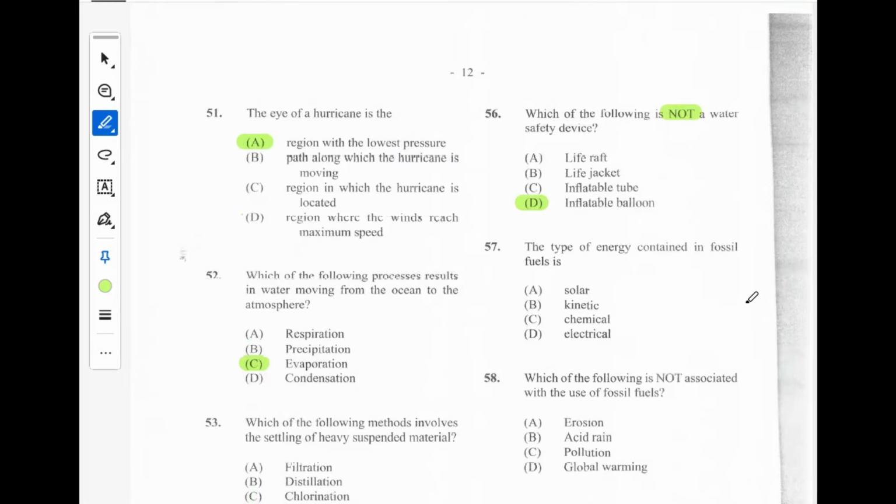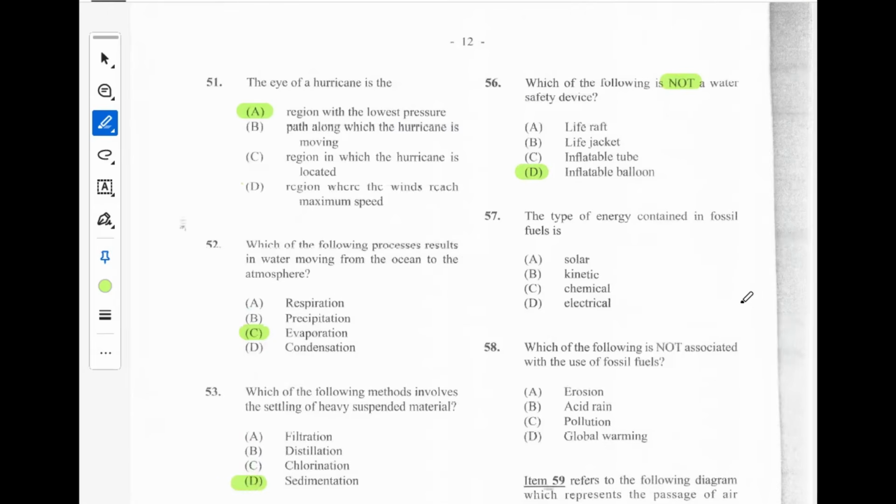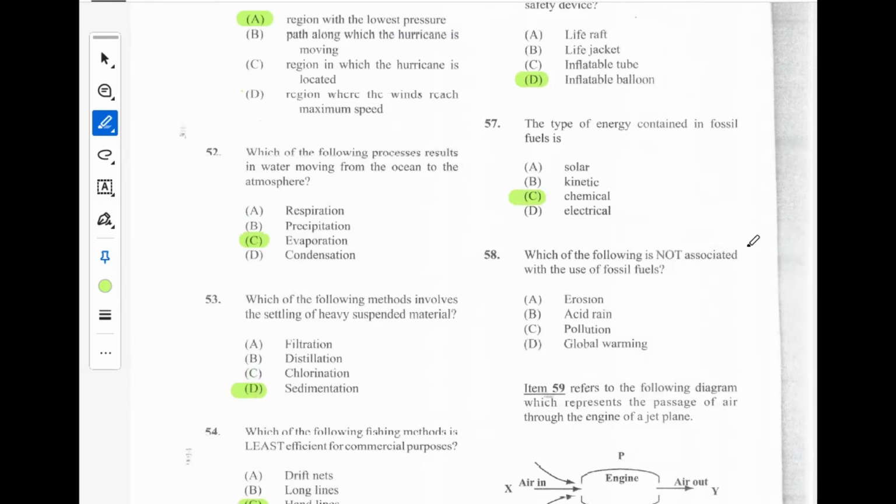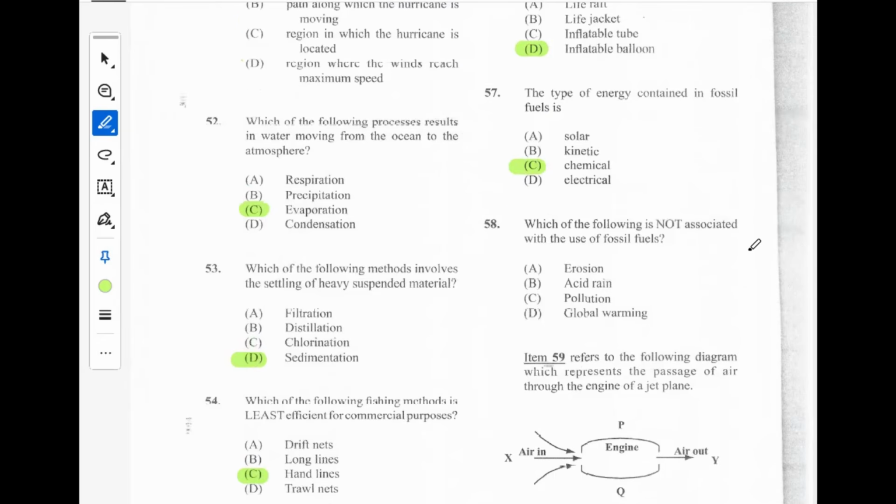The type of energy contained in fossil fuel is chemical energy. Which of the following is not associated with the use of fossil fuels? Erosion, acid rains, pollution, global warming, it will be erosion. Take your time and don't misread this question.